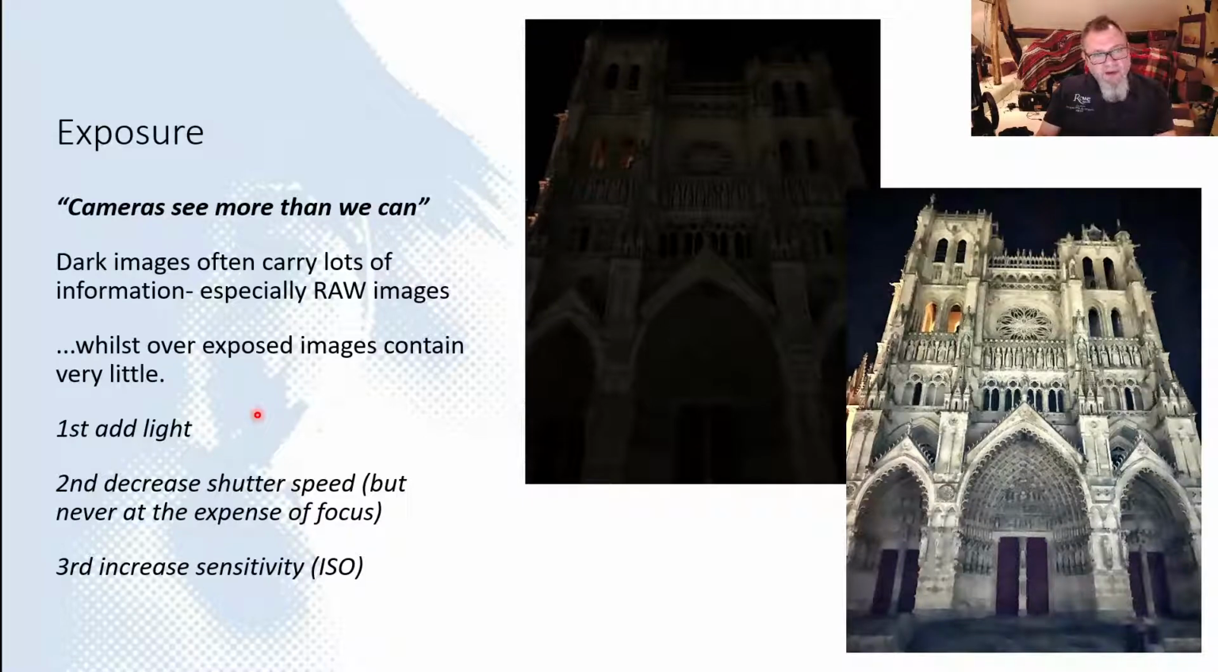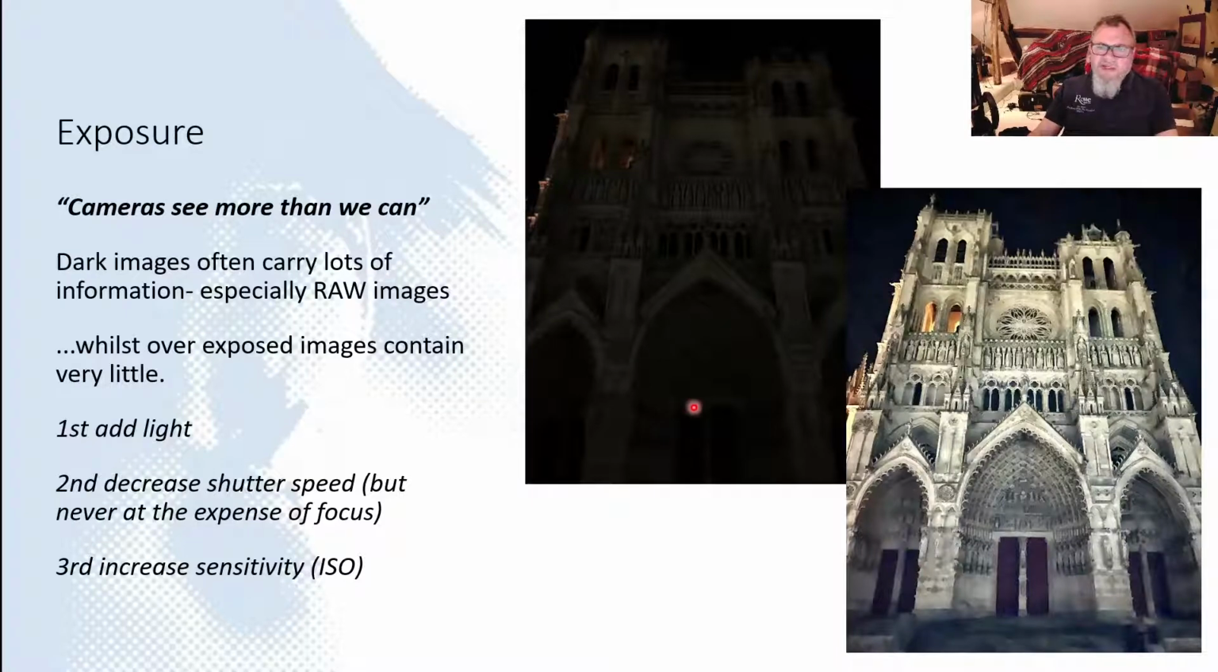So focus. Exposure is next. Exposure is about how much light we get. Is there too much light or not enough light? The key point here is to remember that our camera sensors are much more sensitive than our own eyes, and they can see much more than we can. A dark image will often carry lots and lots of information which we can't see, but when you lighten those images up, you'll start to see it.